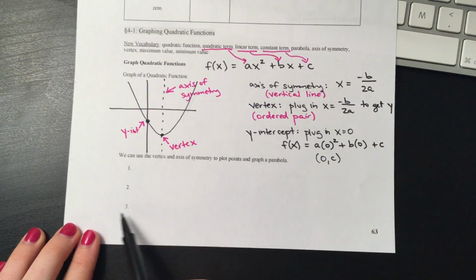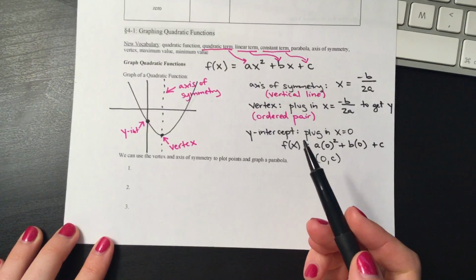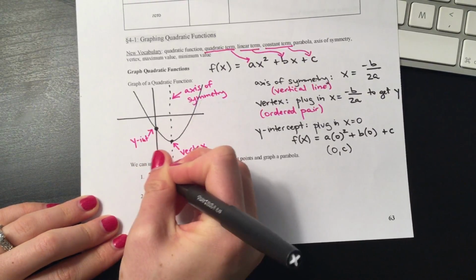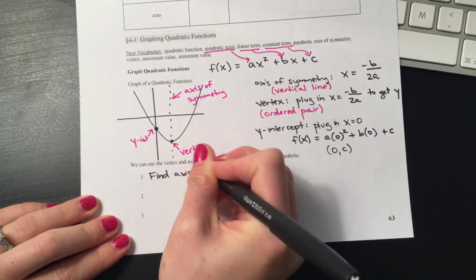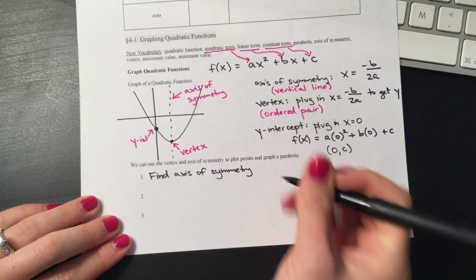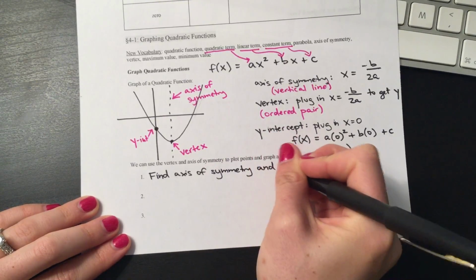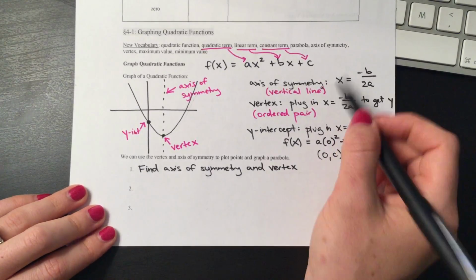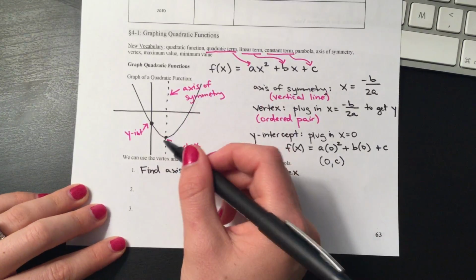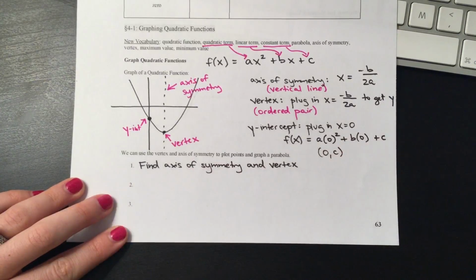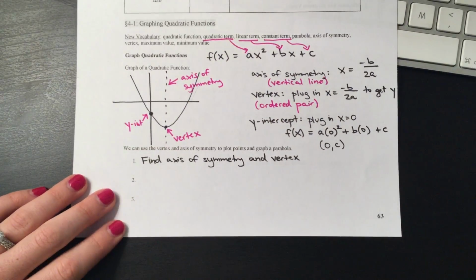And so I'm going to walk you through exactly how we would use these features in order to plot a parabola. Okay, so step 1, you're going to find the axis of symmetry and the vertex. You can kind of do that all at once. You'd use this formula to find the axis of symmetry. So the first thing you should be plotting is this dotted line right here. And then you know the vertex is going to be on the dotted line, so you can plug this in here to get an ordered pair. Then you'd plot the vertex. Okay, so far, all you'd have is a dotted line and then a single point on that dotted line.